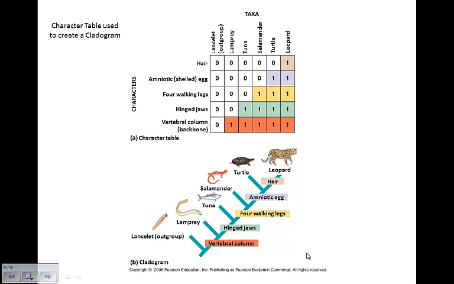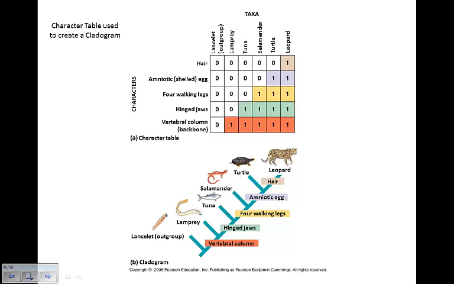So a shared primitive character is a trait that's common to many of the taxons or the clades. So again, we're looking at all of these as the shared characters. The shared derived characters are the ones that are common to one clade only. So hair is only going to be common to leopards. The amniotic egg is for the turtle, but then you also have these shared primitive characters, but then that particular character, the shared derived character, is only for that one clade.